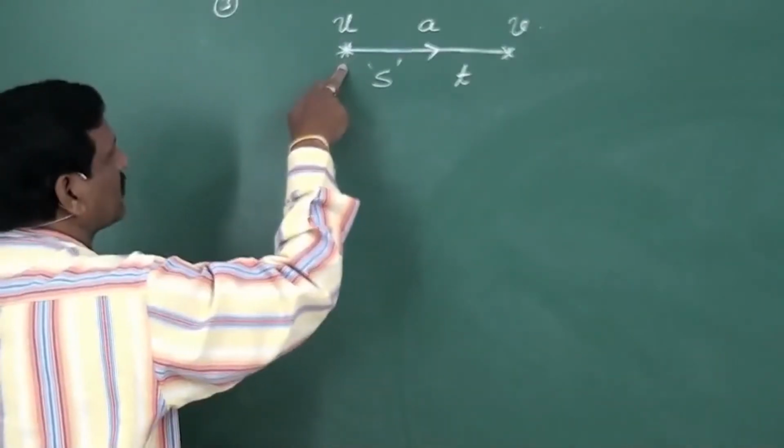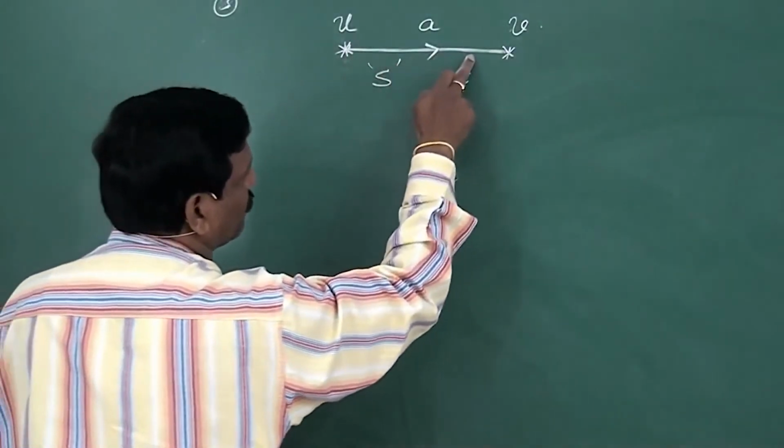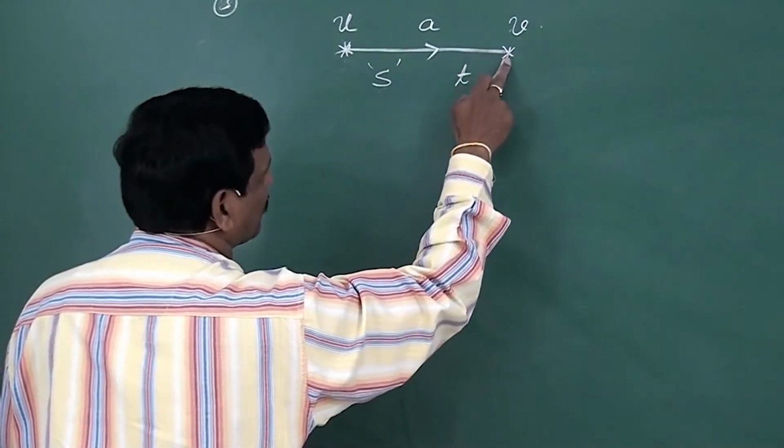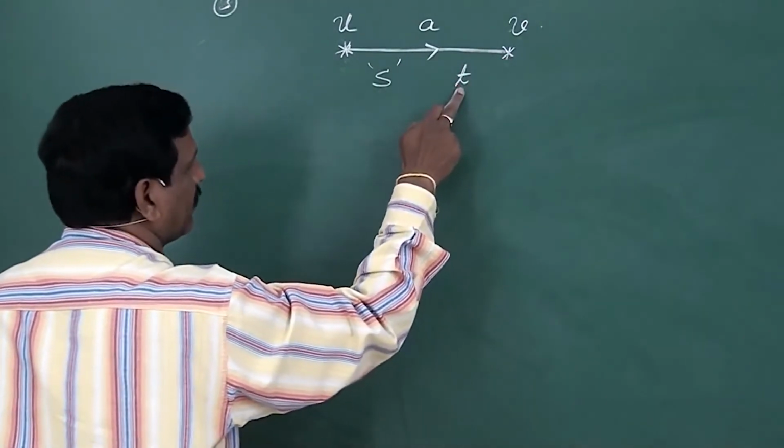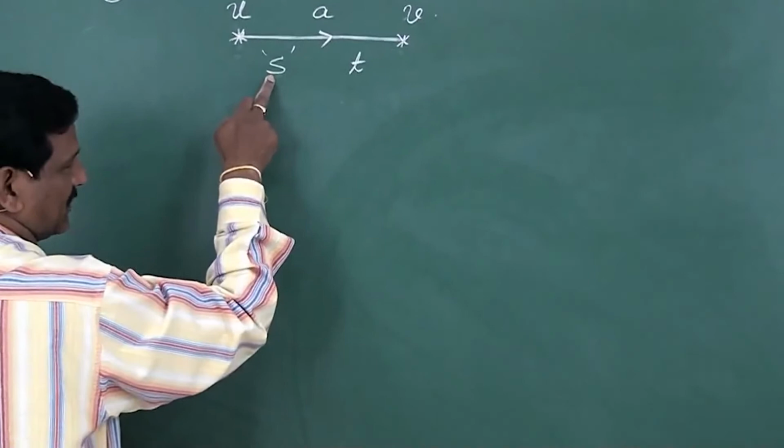Again consider a body which is starting with initial velocity u, moving with uniform acceleration, acquires a velocity v in a time of t, covering a displacement of s.